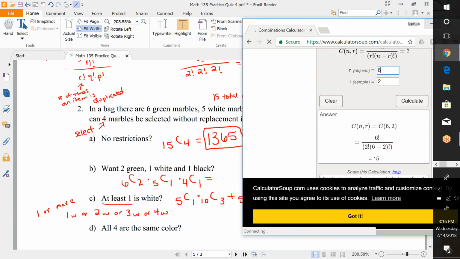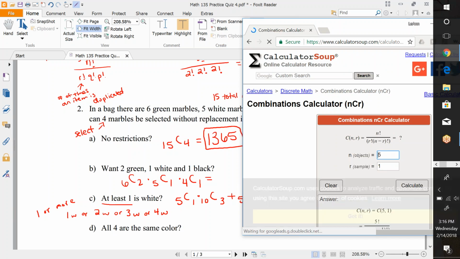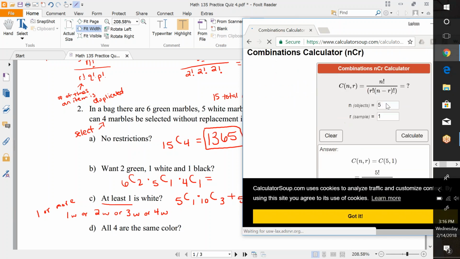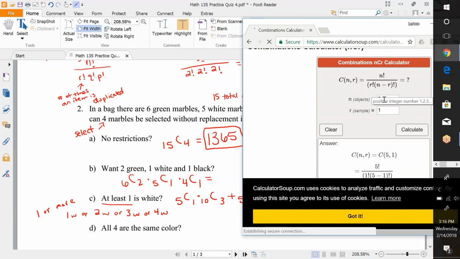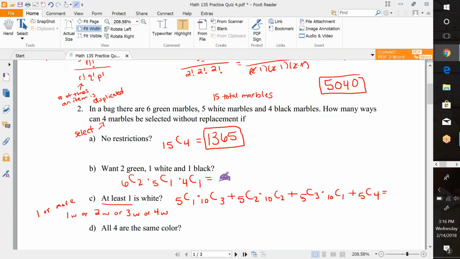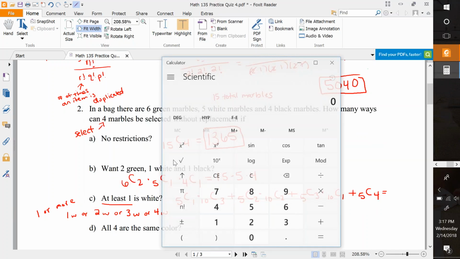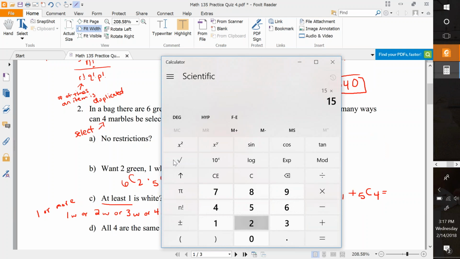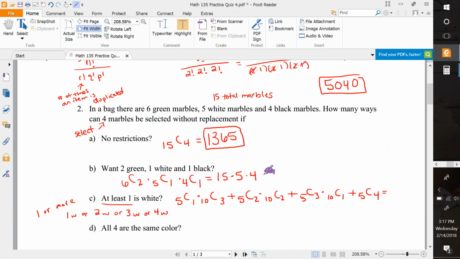And then we would do 5, choose 1, which I'm showing you is coming out to 5. I just want you to see that. And the reason is when you subtract 5 minus 1, you get 4 factorial. So pretty much everything cancels except for the first number. So that's 5, and the other one will be 4. So we have 15 times 5 times 4 for part B. And if we multiply that out, that's 15 times 20, which is 300.